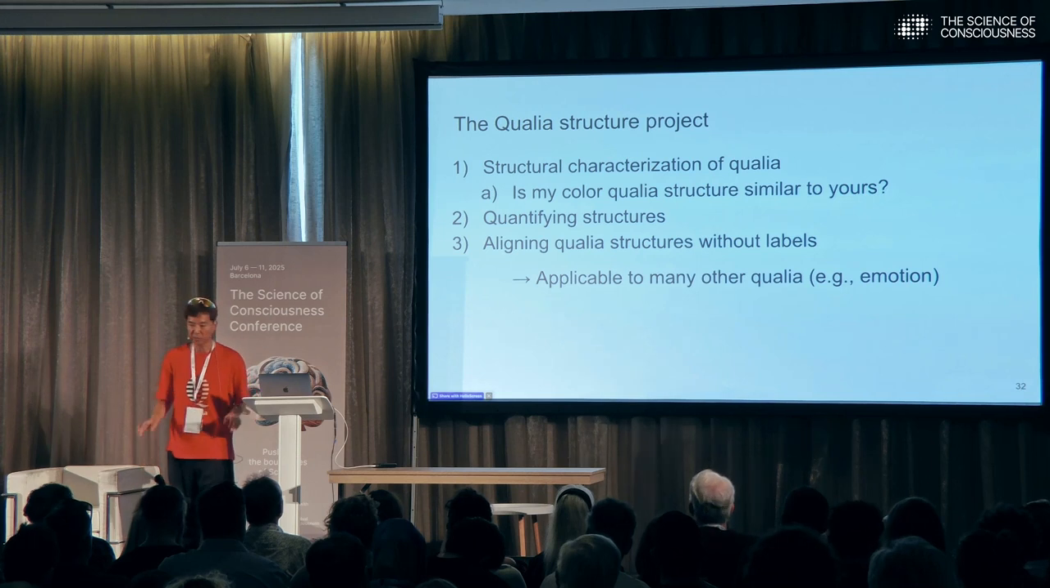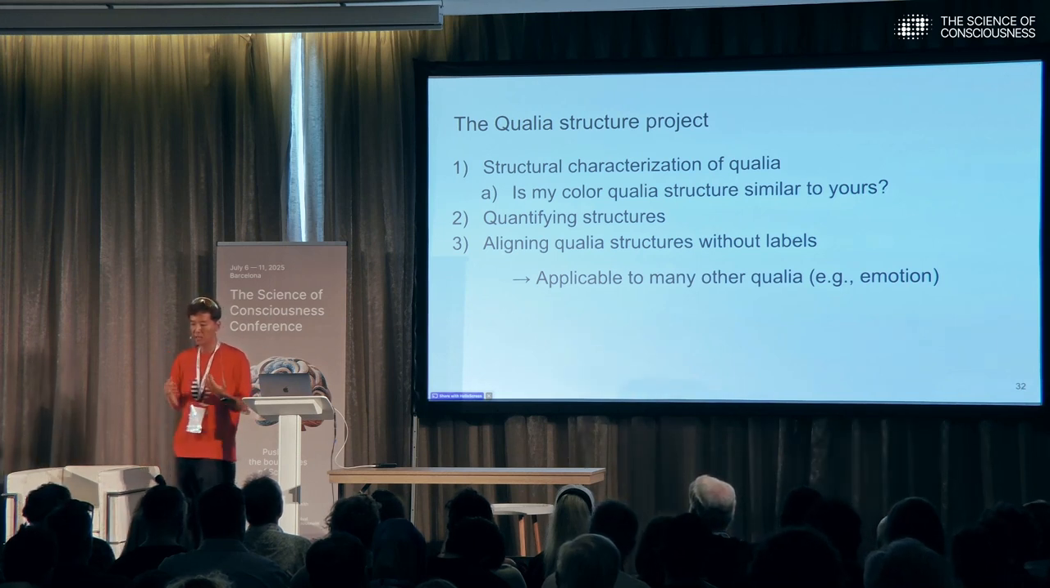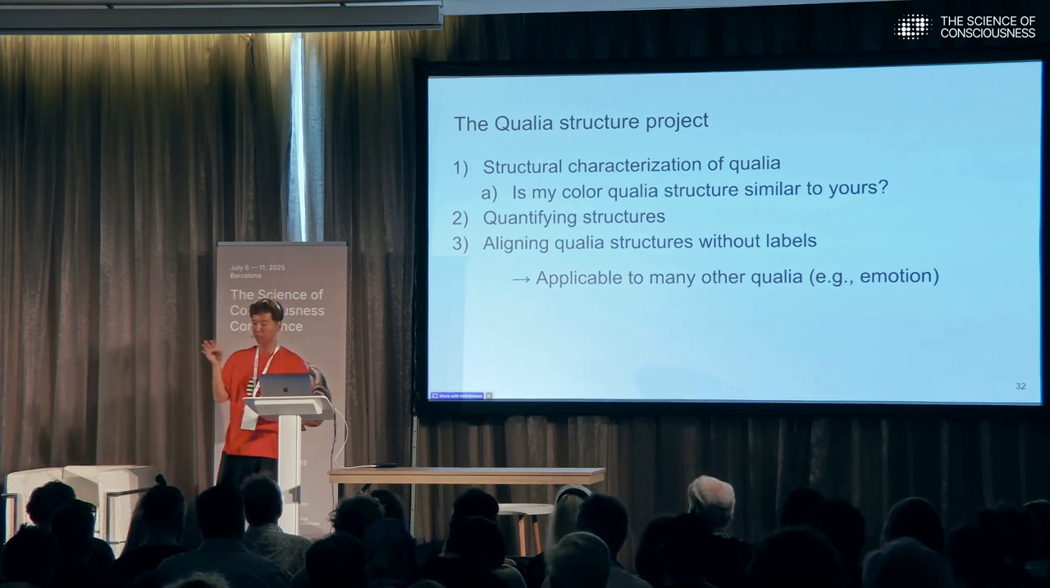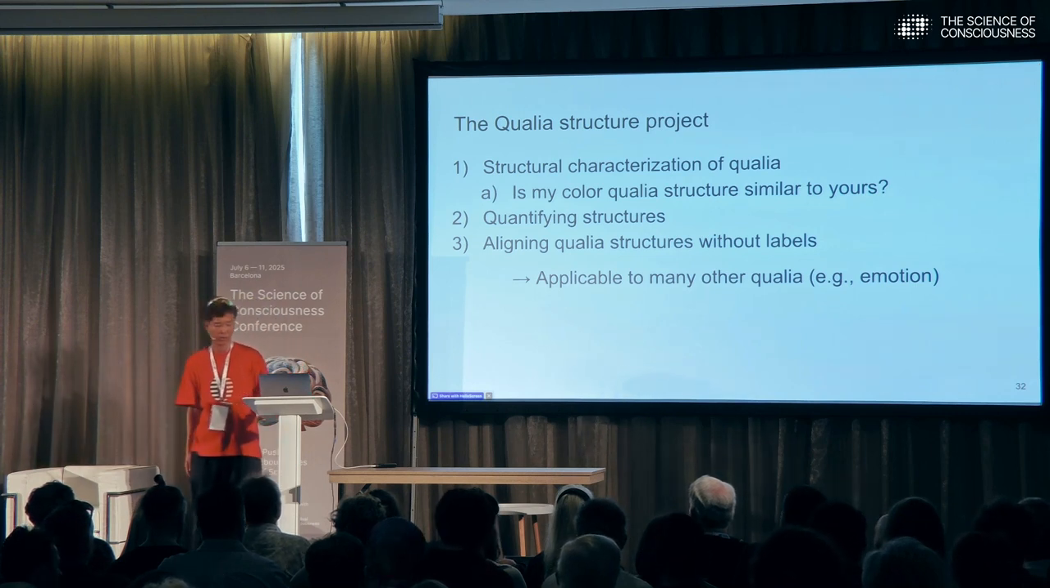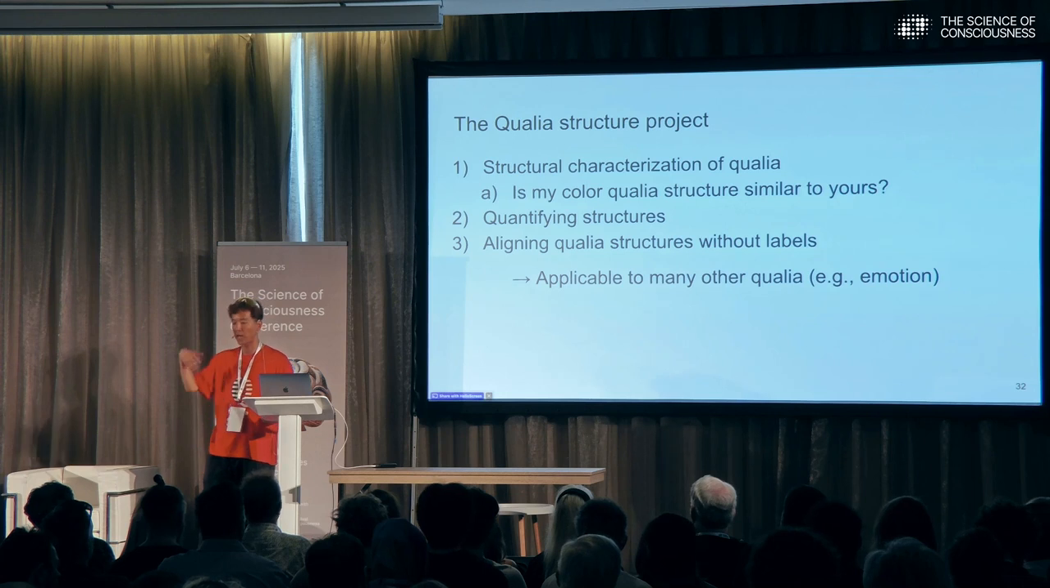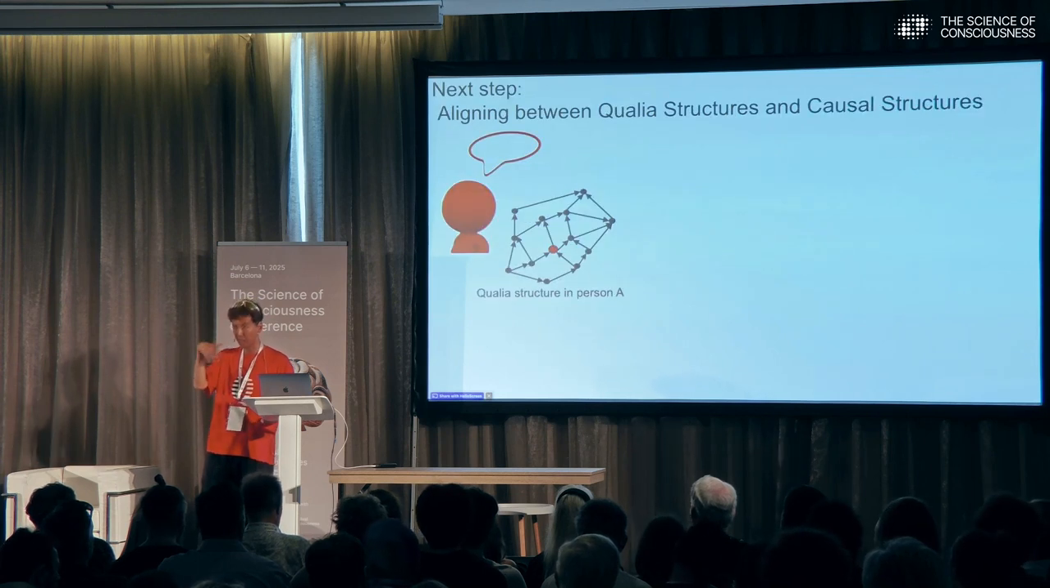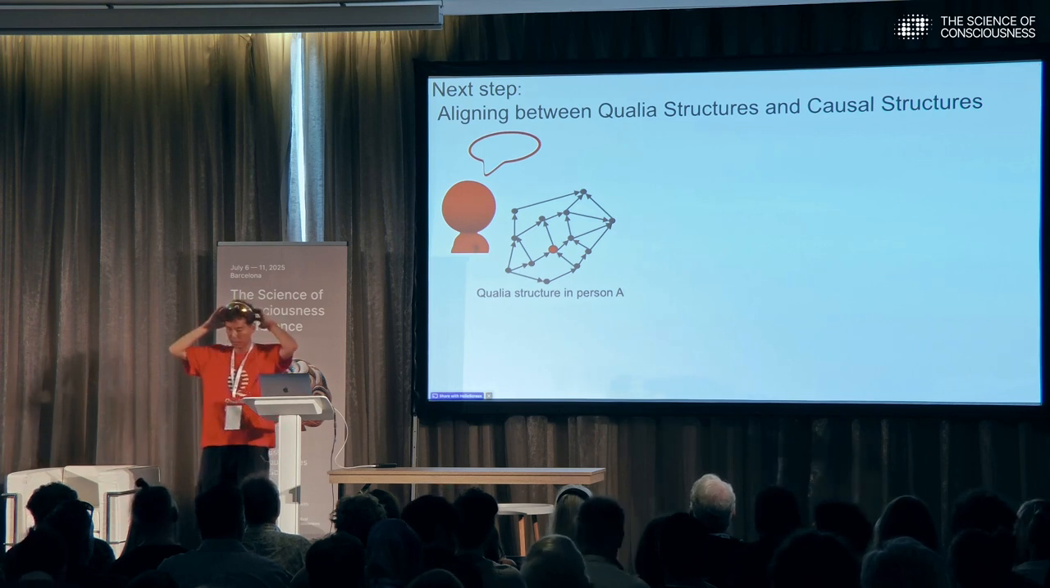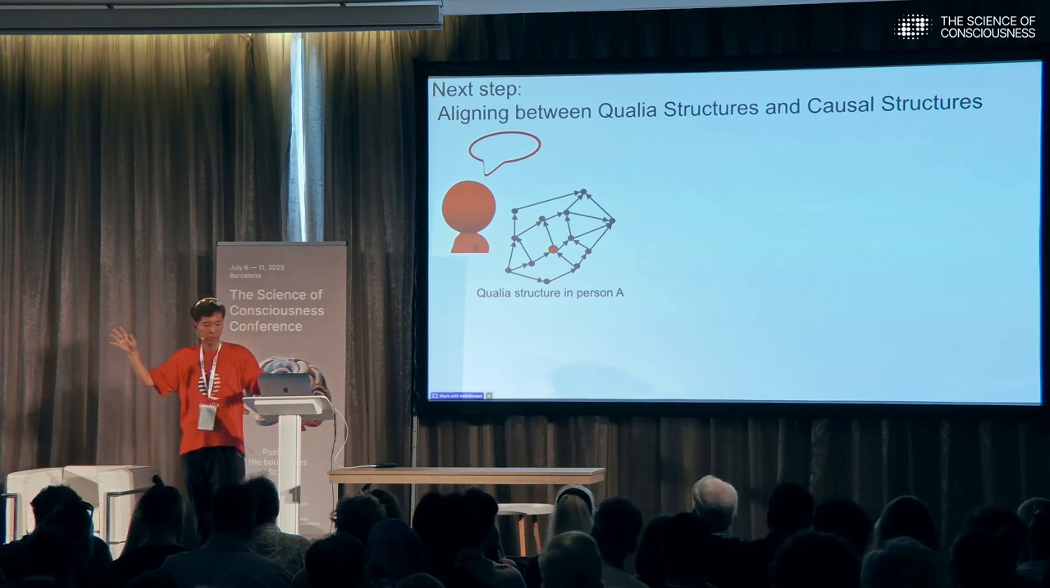So the qualia structure project is a color approach to qualia in a structural manner, and we can now quantify the structure without labels. And we can now apply this method to different modalities of qualia, like emotion and so on.